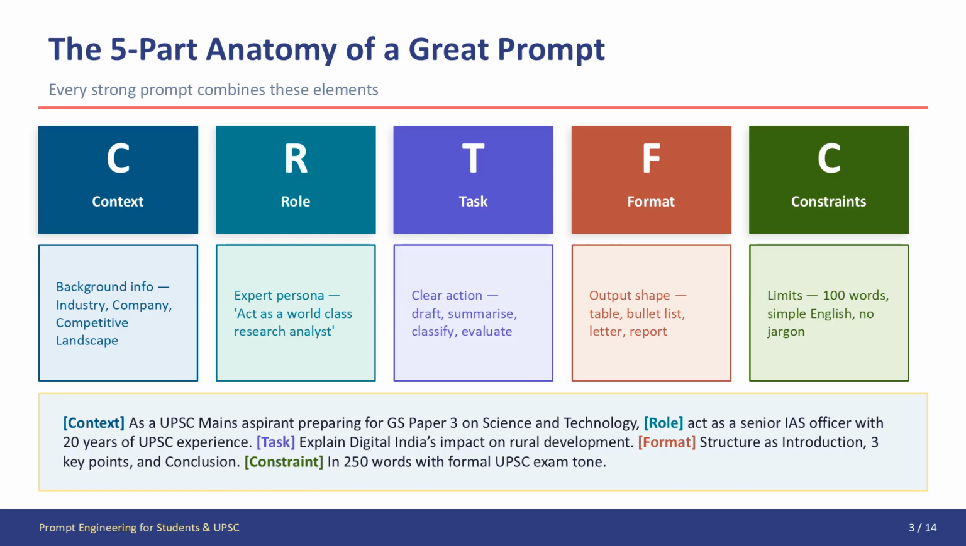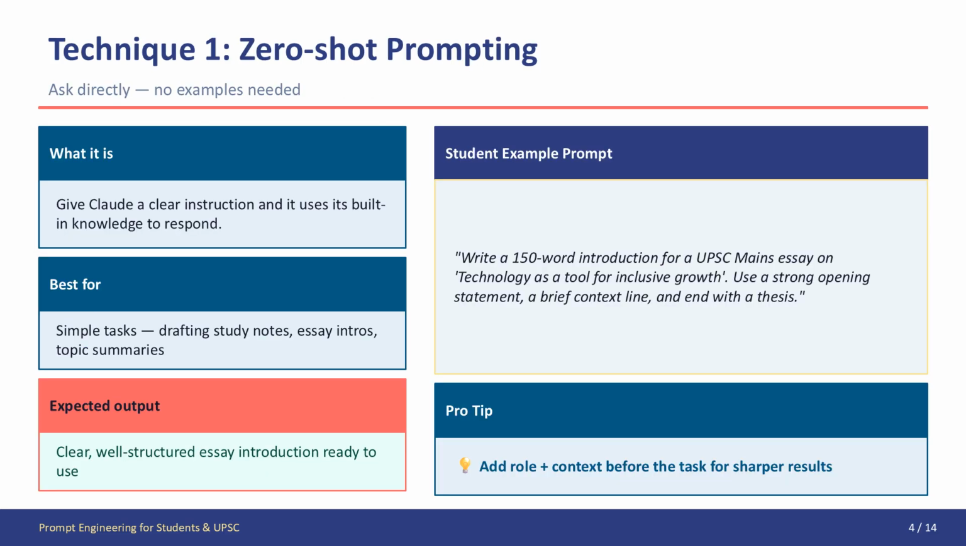Format: Structure as introduction, 3 key points, and conclusion. Constraint: In 250 words with formal UPSC exam tone. That single prompt generates a near-perfect mains answer. Keep this CRTFC framework in mind as we cover each technique. Technique 1. Zero-shot prompting. Give AI LLM a clear instruction and it uses its built-in knowledge to respond.